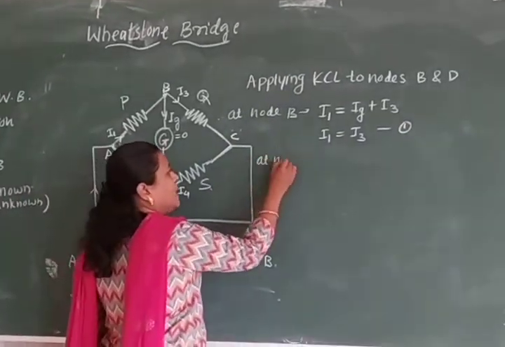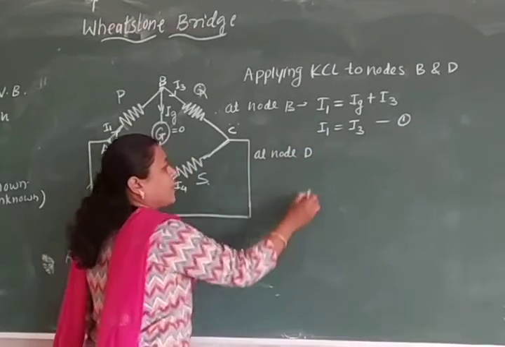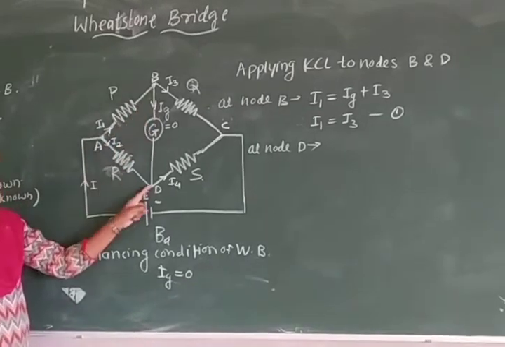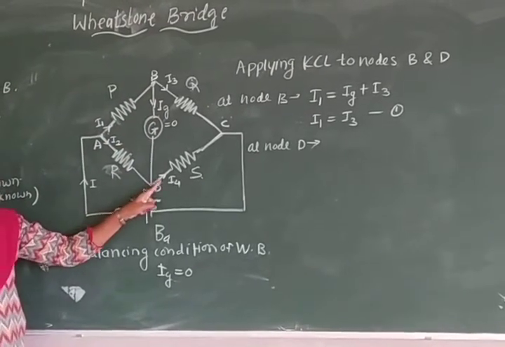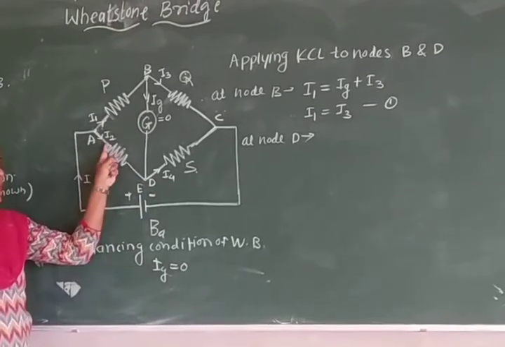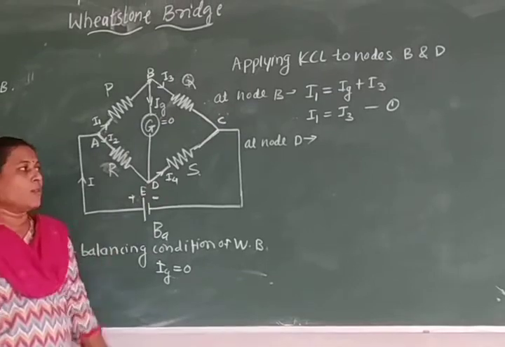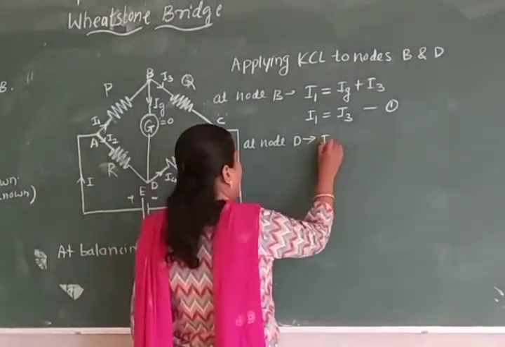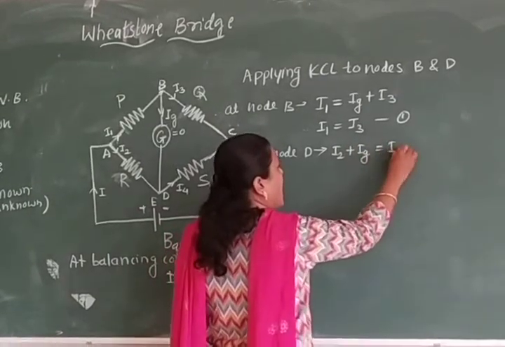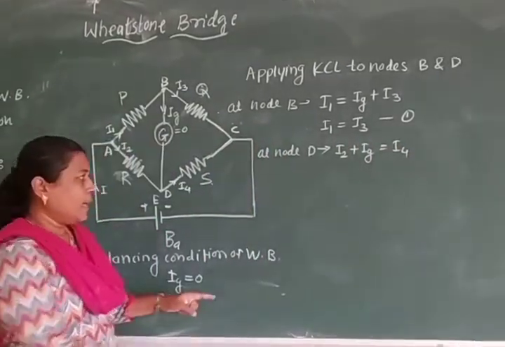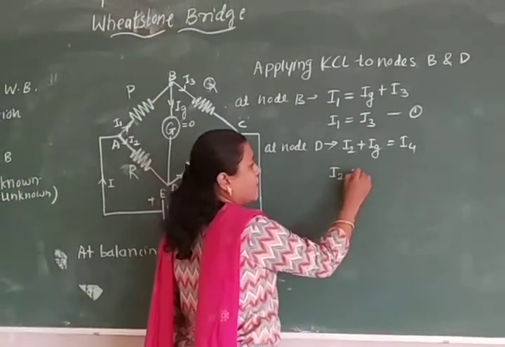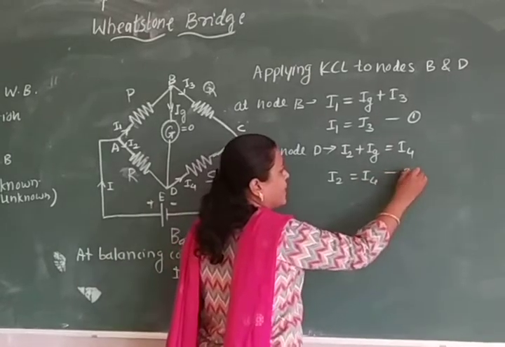Similarly, at node D, I2 and Ig are the incoming currents, where I4 is the outgoing current. So the sum of these two incoming currents, I2 and Ig, is equal to the outgoing current. We can write I2 plus Ig is equal to I4. Once again we put Ig equal to 0, therefore we get I2 is equal to I4. This is our equation number 2.